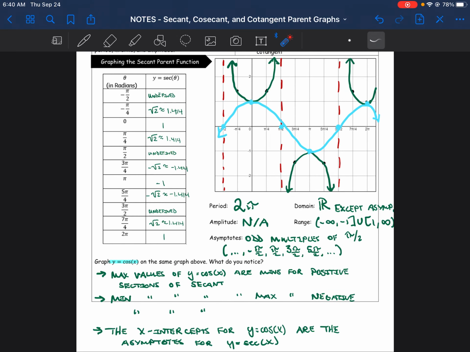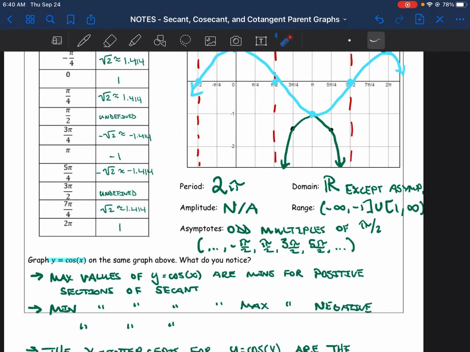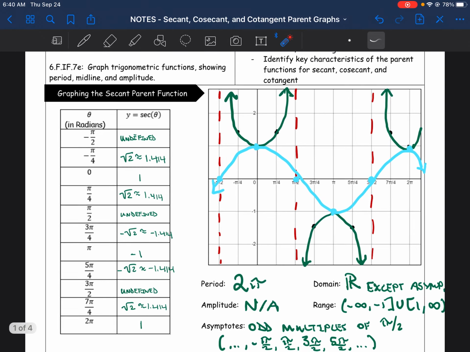The maximum values of the cosine function are the minimums for the positive sections of secant. So again, maximum values for cosine are the minimums for the positive sections of the secant function. And same thing, minimum values for cosine are maximum values for the negative sections of secant. And then, of course, the x-intercepts for cosine are also the locations of the asymptotes for secant. So pretty cool. All right, let's take a look and see what would happen if we now look at cosecant.